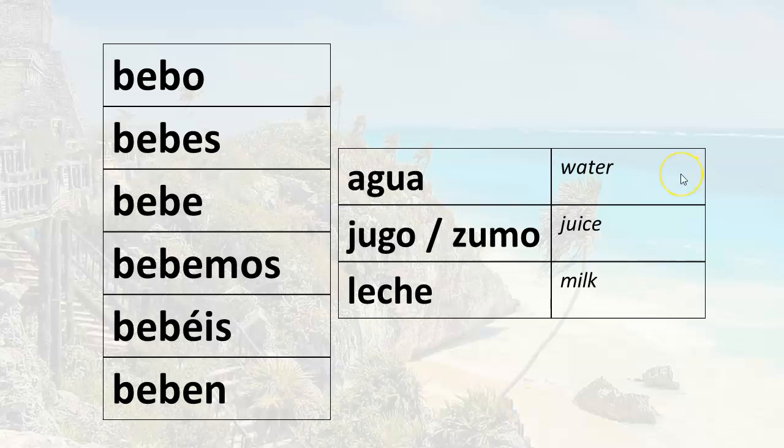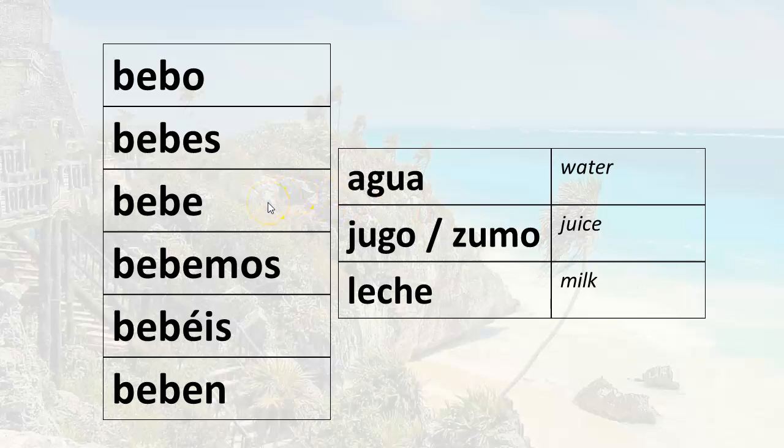If you want to say, I drink water, bebo agua. I drink juice, bebo jugo. If you're in Spain, you would say, bebo zumo. I drink milk, bebo leche. You drink, remember, this is the informal you, the tú. You drink water, bebes agua. You drink juice, bebes jugo. If you're in Spain, bebes zumo. You drink milk, bebes leche.